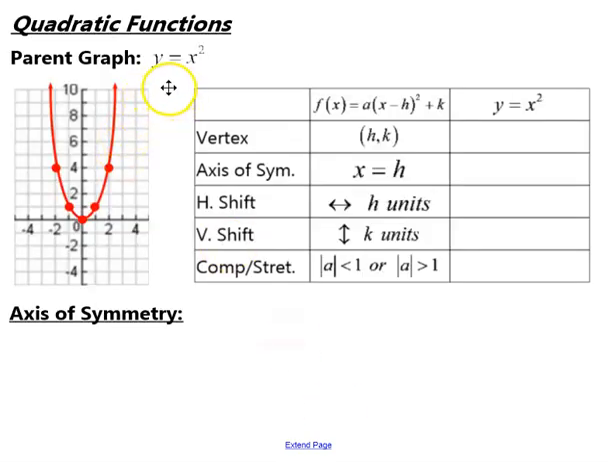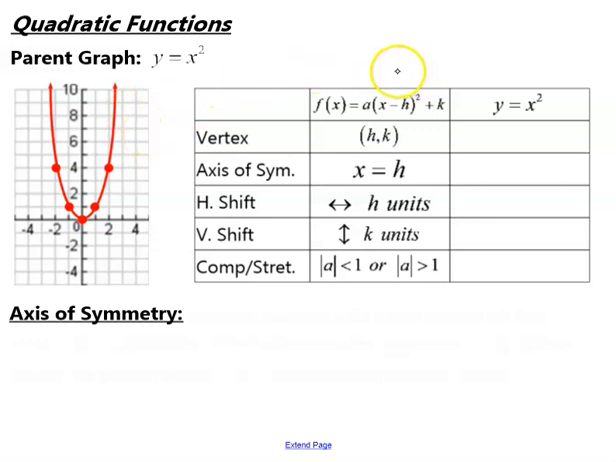So for quadratic functions, our parent graph is y equals x squared. I went ahead and plotted some of the basic points for us: (0, 0), (-1, 1), (-2, 4), (1, 1), and (2, 4). So when we connect this, it creates this U shape that we call a parabola.